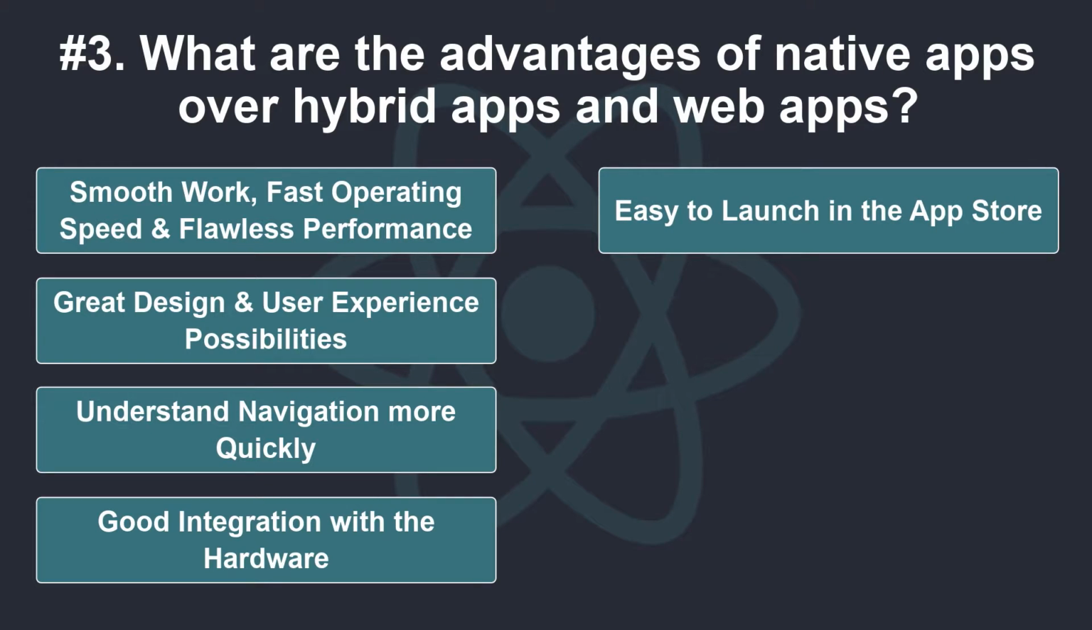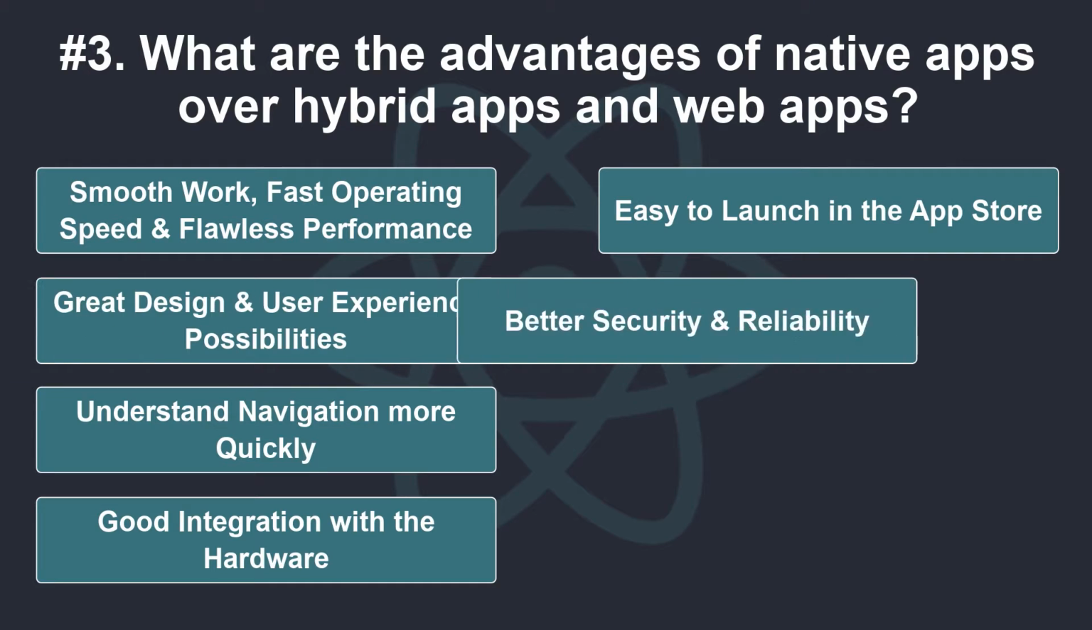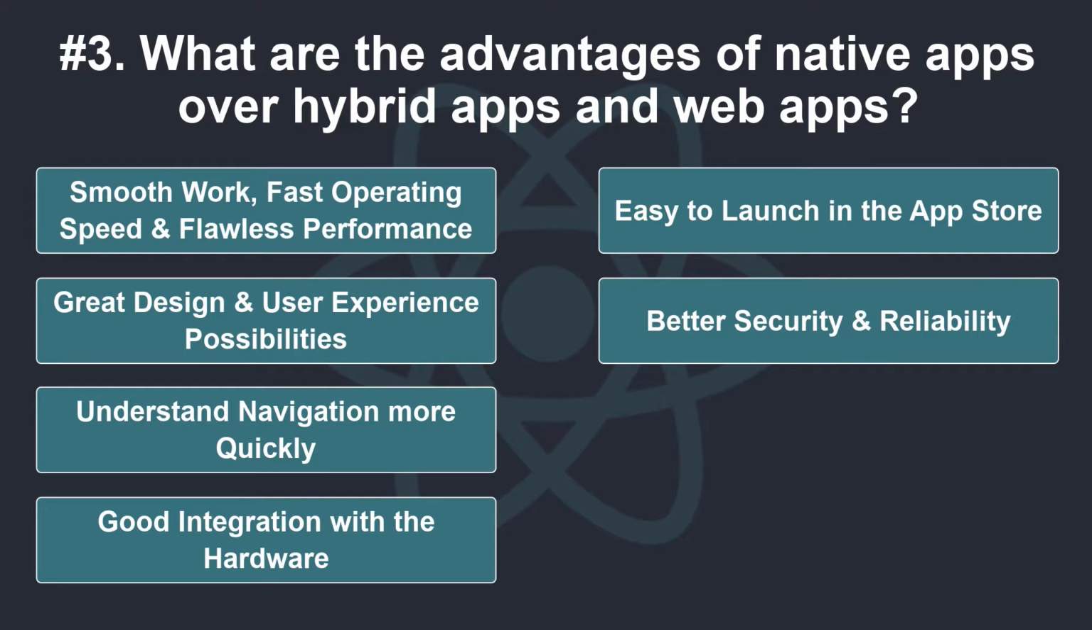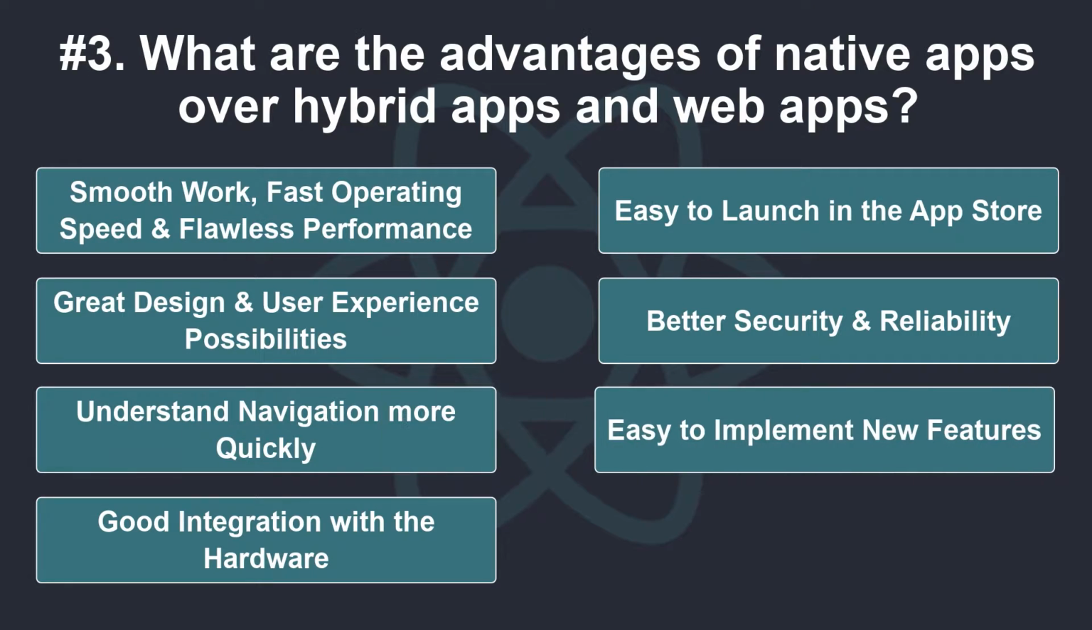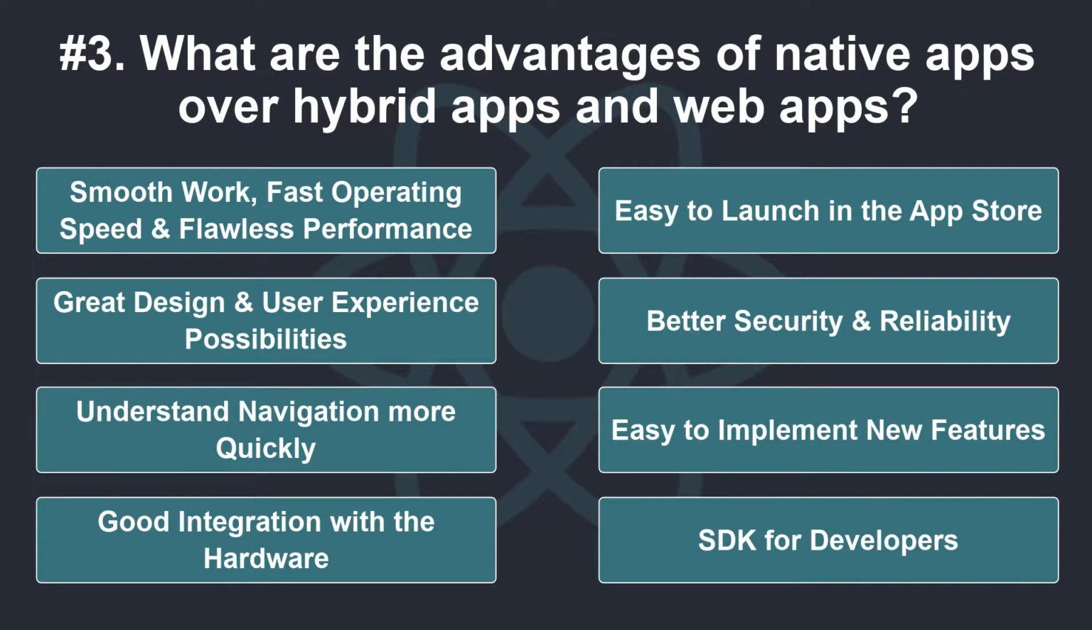Easy to launch in the App Store. When it comes to the question of native versus hybrid app or a mobile web app, native applications follow the OS guidelines completely. Better security and reliability. Apps developed natively are checked and approved by the App Store. Easy to implement new sophisticated features that the market demands, AI, VR, AR, IoT, etc. in native versus hybrid app. SDK for developers. It provides half-ready, regularly updated solutions and libraries that interact properly with a given operating system.